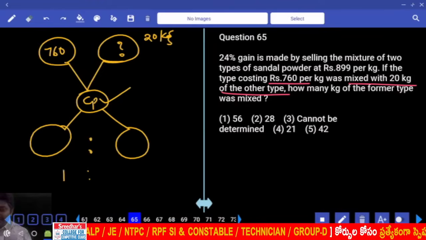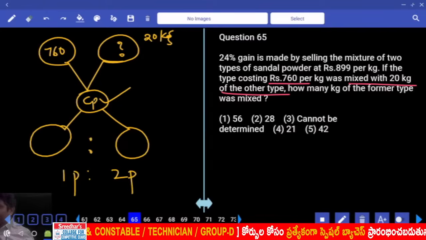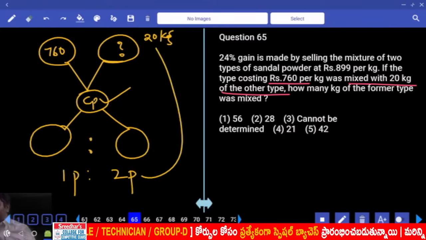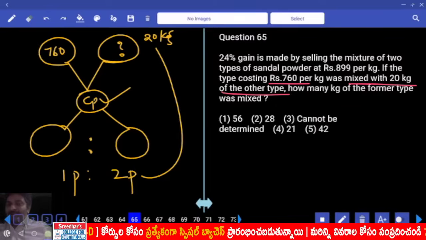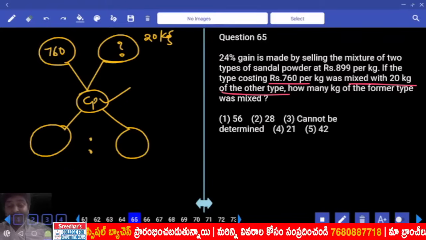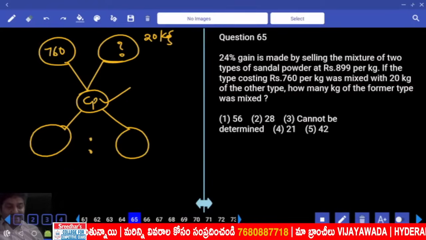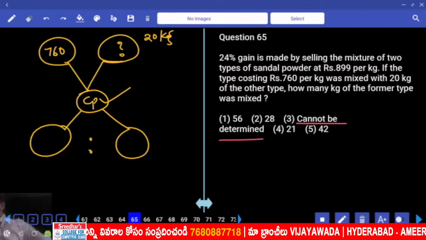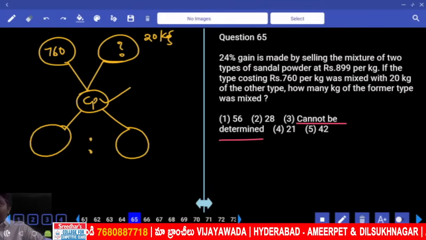For example, if the ratio is 1:2, one part from the first variety, two parts from the second variety. Two parts is 20 kgs, so one part we can calculate. Yes? But to get the ratio, what is needed now? Cost price of the second variety. Is it mentioned in the question? Can we answer the question? Cannot be determined. Reason? The cost price of the second variety is not mentioned.